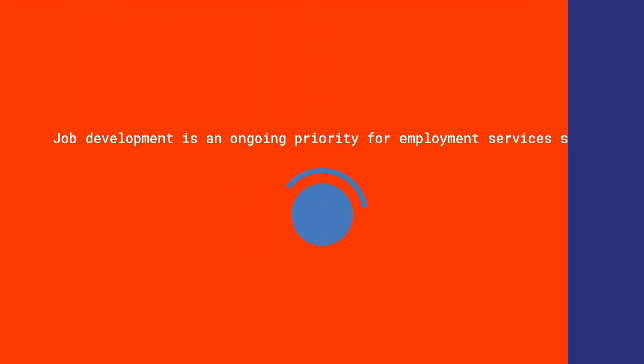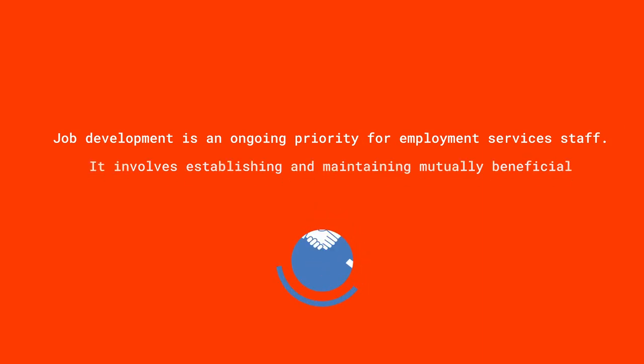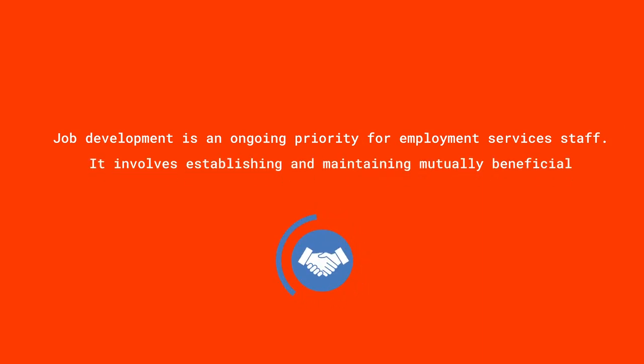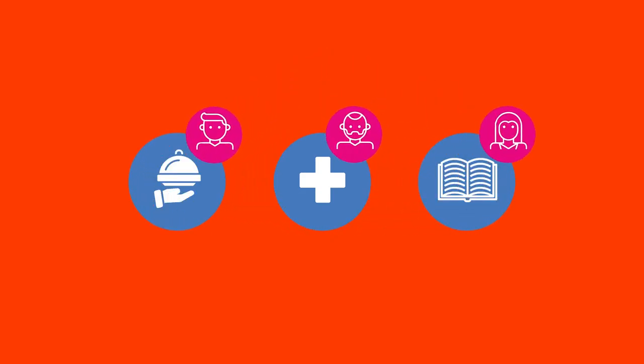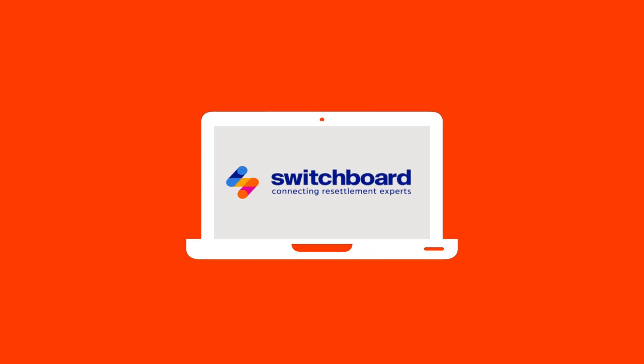Job development is an ongoing priority for employment services staff. It involves establishing and maintaining mutually beneficial relationships with local employers. Meeting employers and understanding their needs will help you locate job openings that may be a good fit for your clients. Switchboard offers resources on employer outreach and job development that you may find useful.